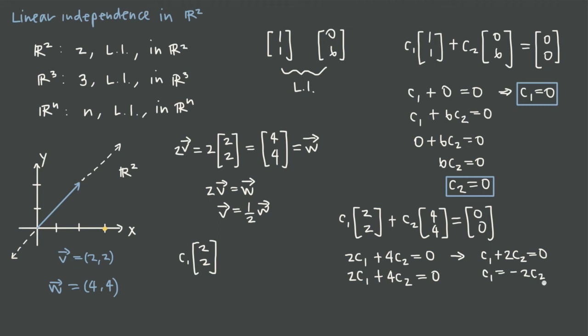And as you can see here, I can come up with loads of combinations that are going to make this equation true. For instance, if I say that c sub 2 is equal to 1, that tells me that c sub 1 is going to be equal to negative 2. If I say that c sub 2 is equal to 2, that tells me that c sub 1 is going to be equal to negative 4. So I'm coming up with all these combinations that are not 0, 0. I have negative 2, 1, and negative 4, 2, and I could come up with infinitely more solutions that are not 0, 0. So because I can find a solution, and I only need one, but because I can find a solution that is not 0, 0, that tells me that these two vectors, 2, 2, and 4, 4, are linearly dependent.